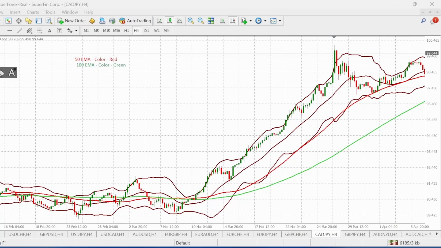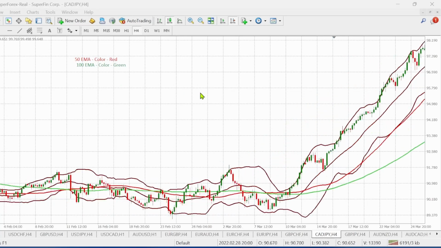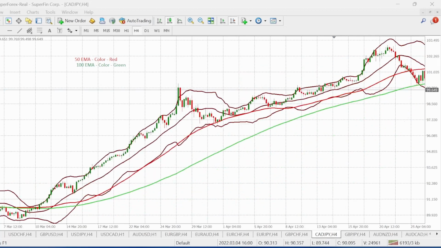Let me show you what I mean. You exit the trade when the candle closes below the 50 EMA, this red one here. This is where you exit the trade.